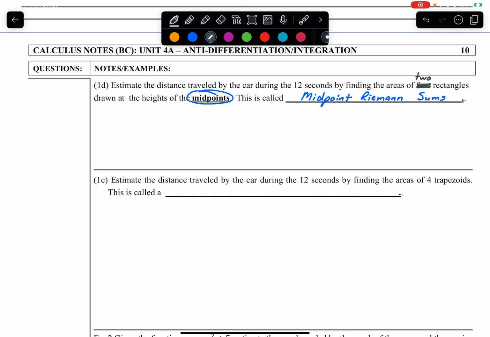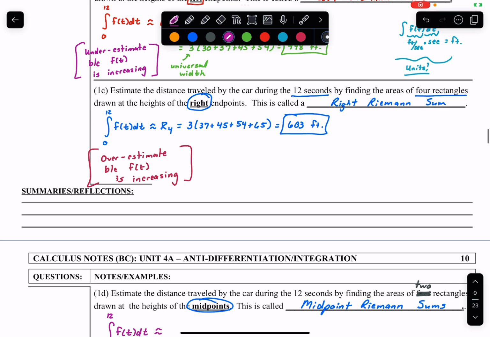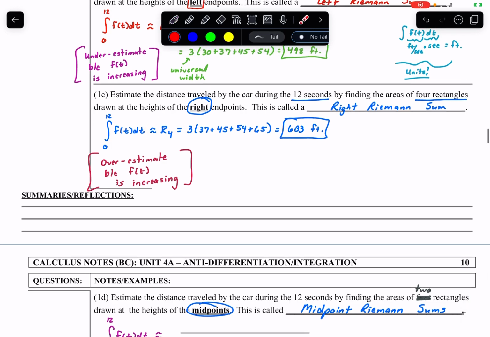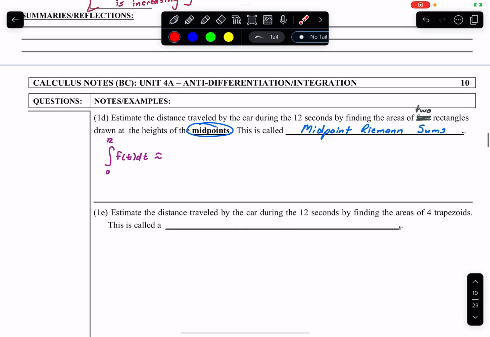And again, we always start by setting up an integral, because what we're doing is we're approximating a definite integral. We're approximating area underneath the curve. So we've got 0 to 12 f of t dt is approximately, so that's what I did back here, right? I've got an approximation sign here, approximation sign here. These are not exact. This is not geometry formulas that I'm using. And we're going to do m sub 2. So this is going to be midpoint.